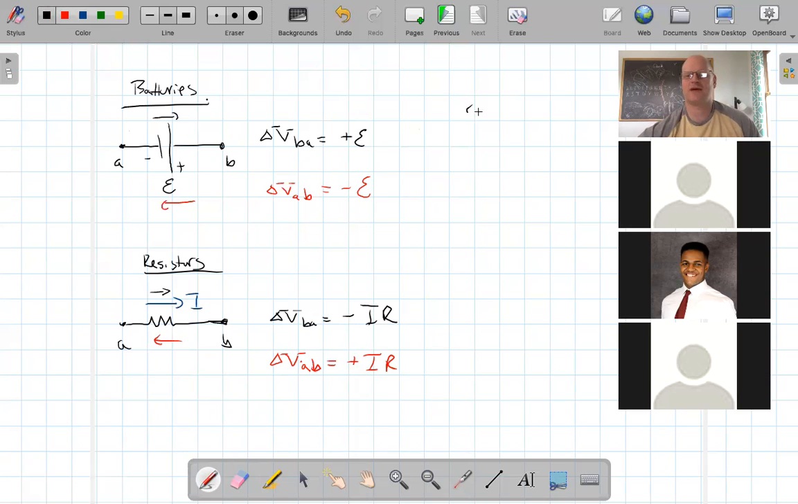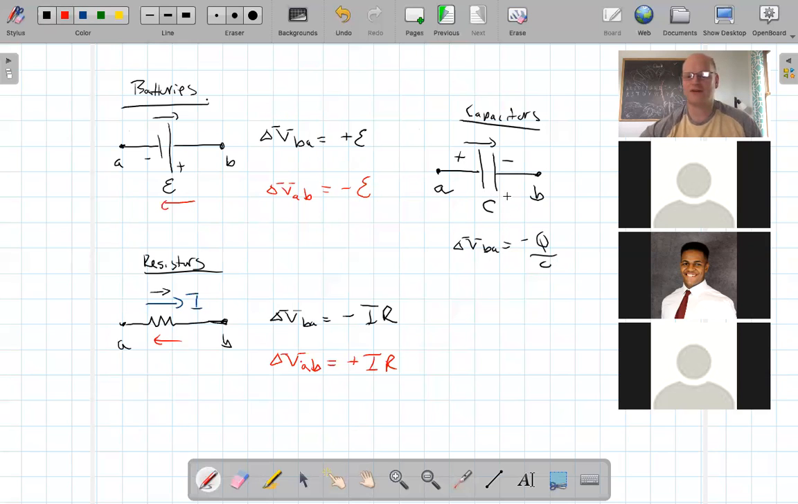Capacitors. So let's do capacitors over here. For capacitors, again, let's say here's point A, here are my plates. This is A and B, plus, minus, capacitor. In this case, if I go from the positive plate to the negative plate, then my change of potential going from A to B is negative Q over C. But if I go the opposite direction, from the negative plate to the positive plate, then my change of potential from B to A is positive Q over C. Okay. So these are all of our sign rules.